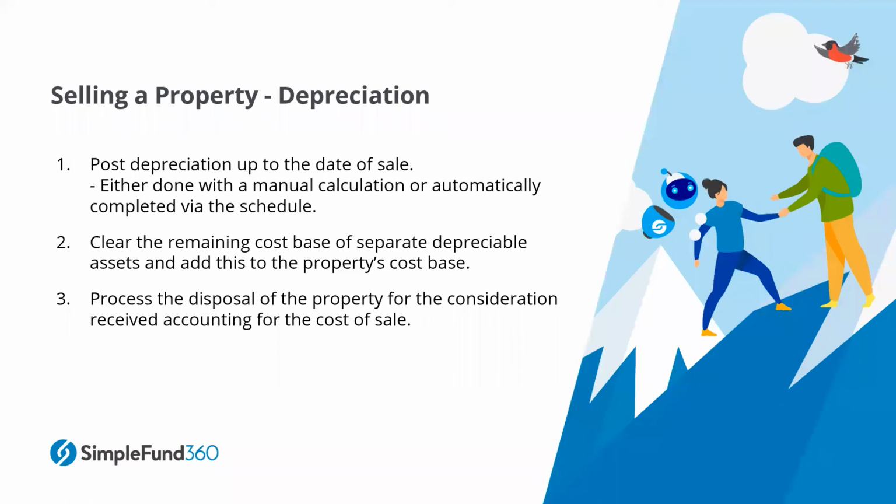Selling the property, you're posting depreciation up to the date of sale, which is either done through a manual calculation that we mentioned earlier or automatically completed via the schedule. Then you're clearing the remaining depreciable assets to the main property's cost base. And from there, you can process the disposal of the property, in which it will calculate the consideration based on all the depreciation you've entered and the cost base of the property there.